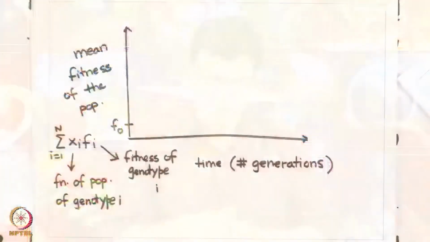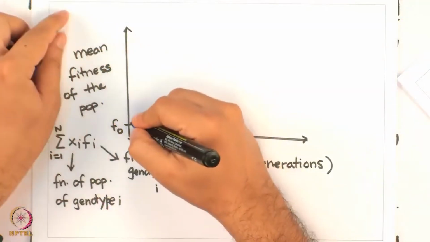All right. So, from a number of evolutionary experiments that people have done, it is found that the nature of this graph as we go forward in time looks something like this.